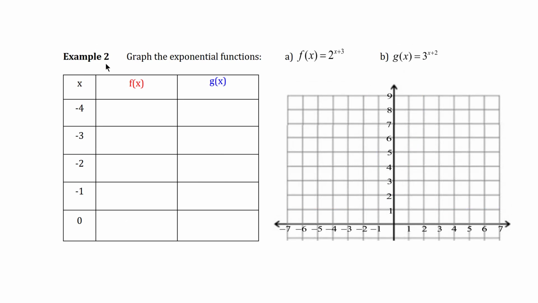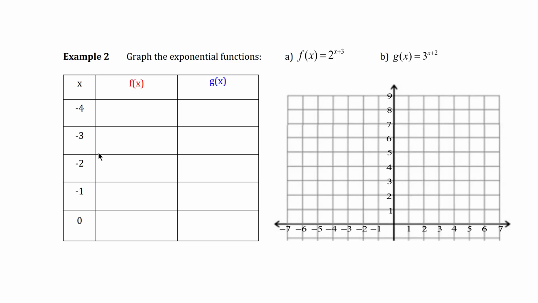In example number 2, graph the exponential functions. For part A, we have f of x equals 2 raised to the x plus 3 power. For part B, we have g of x equals 3 raised to the x plus 2 power. Starting off with part A, we're going to graph this function using the point plotting method. Below, we have an x and y table for the function f and the function g. For both of these functions, we're going to use the x values of -4, -3, -2, -1, and 0. We just need to fill in the corresponding y values.